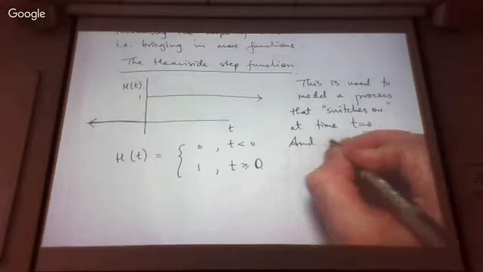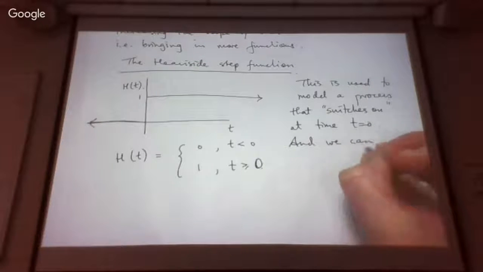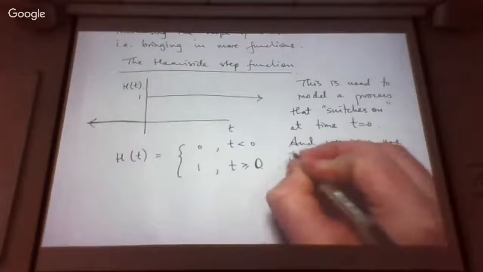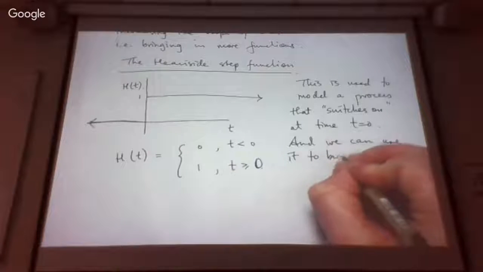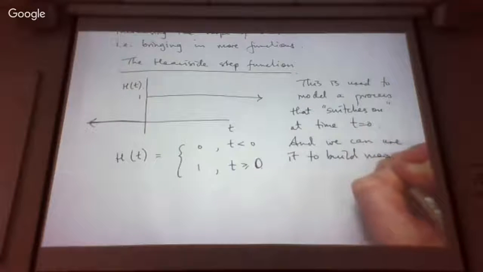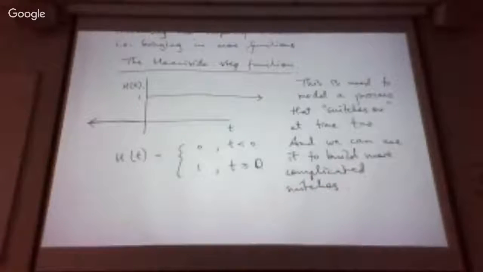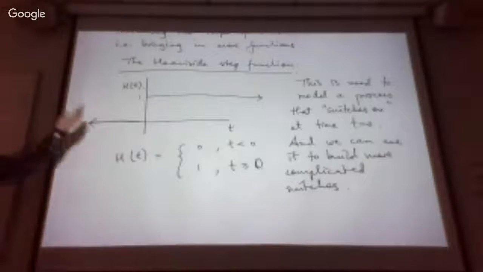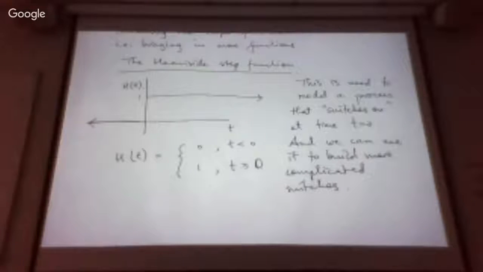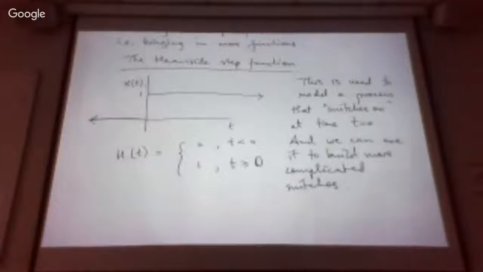And we can use it to build more complicated switches, let's say. Something being switched off with a value 0 and then being switched on with a value 1. That's about the most simple kind of switch you can have.